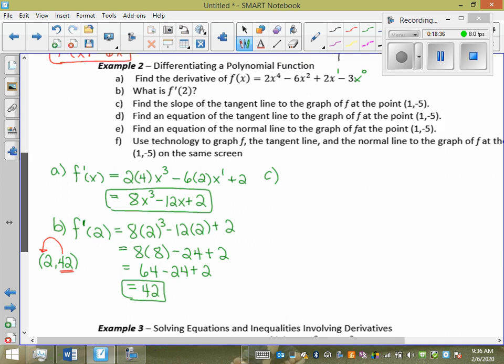No, that's if you have to find a tangent equation. I don't have to. That's the answer. It's just asking what's f prime of 2. F prime of 2 is 42.